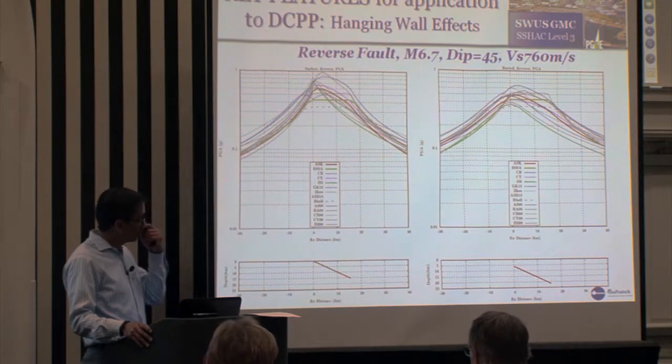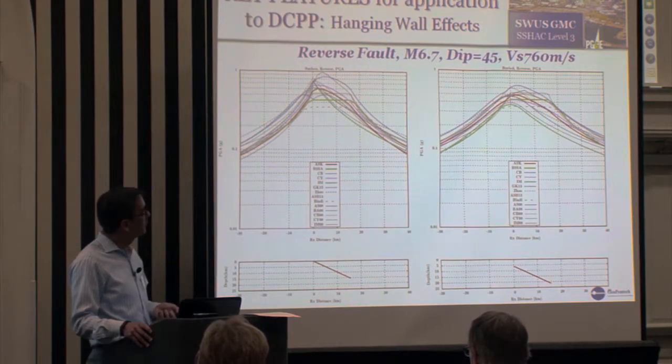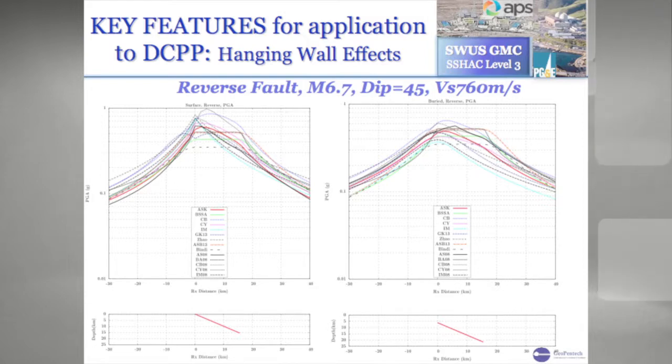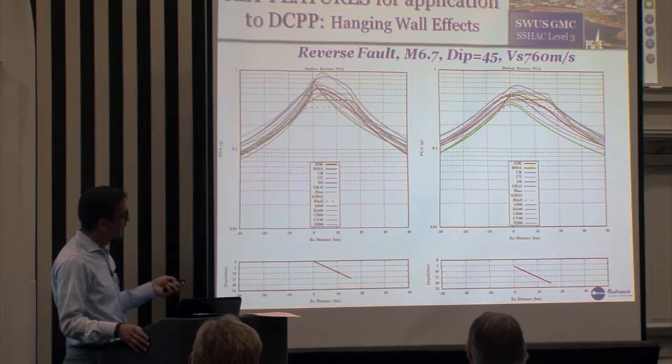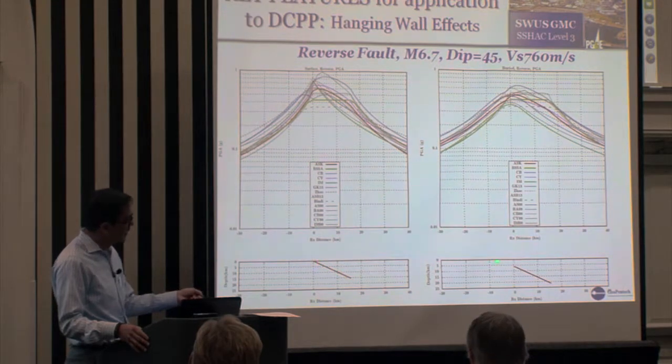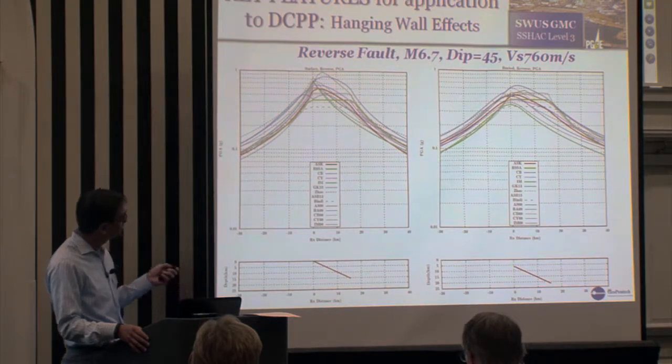Now I'll go through a series of looking at the hanging wall features of the models. And so what I'm showing here is for a reverse fault for a magnitude 6.7 earthquake. It's a dipping fault with a dip of 45. And I've got 2 versions of the plot. I've got a surface rupturing fault and I've got a buried fault. And so down below here you can see the cross section with the red fault plane. This one's coming all the way to the surface. This one's been pushed down to a depth of 6 kilometers for the top of the rupture.